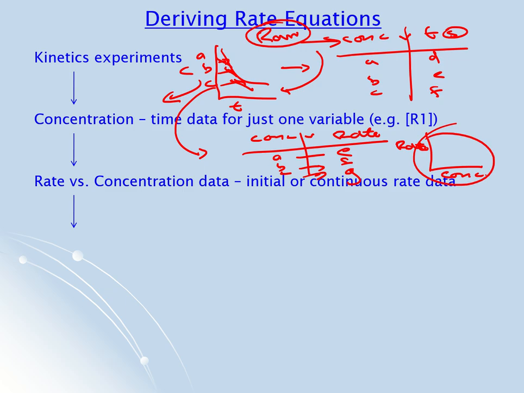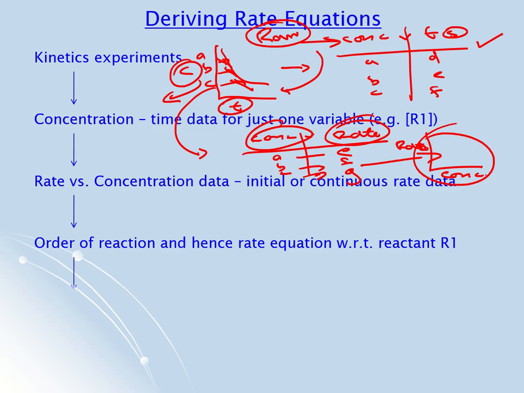This is the graph that is going to allow us to work out the order with respect to a particular reactant. So going back, we've done our experiments and we have concentration versus time tabulated data. We put that into our graph of concentration against time. We find the gradients at points A, B, and C, and we now have concentration against rate. Then we can put that onto a rate versus concentration graph, and that will allow us to start getting our orders.